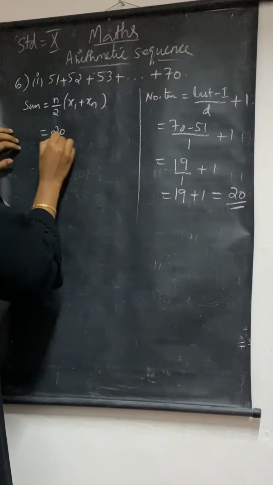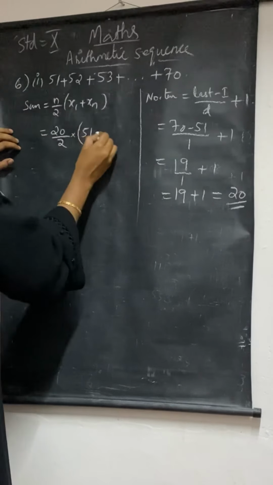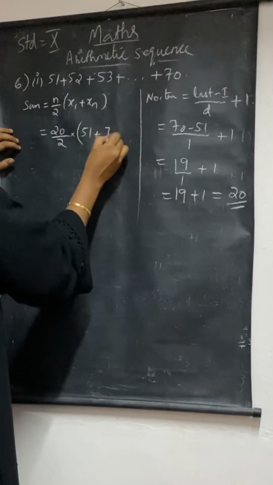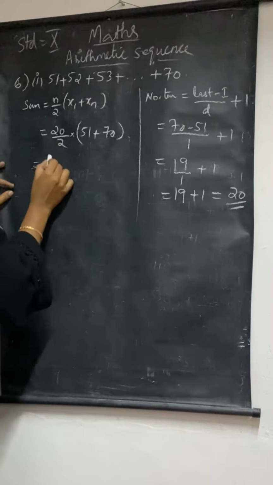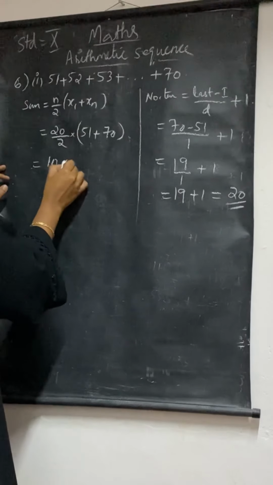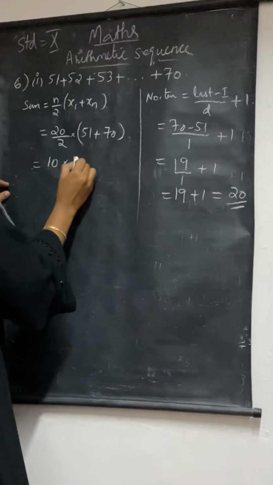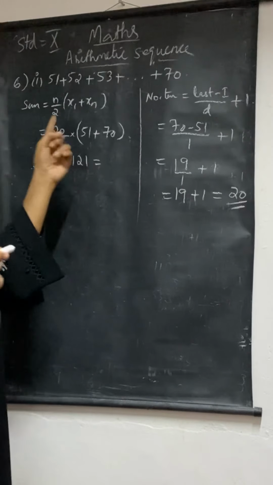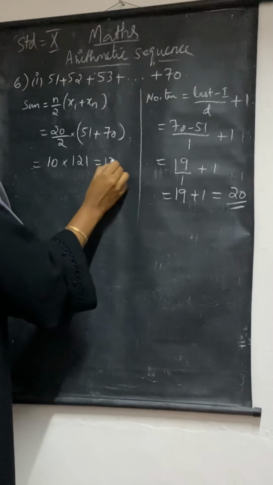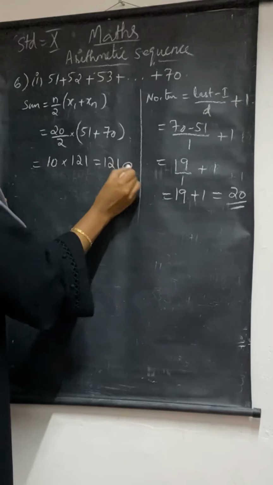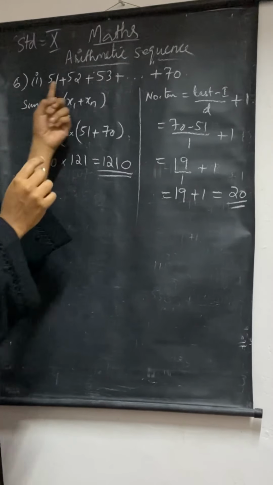So 20 by 2 into x1 which is 51, the first term, plus the last term 70. So like this you will get. Now 20 by 2 is how much? 10. Half of 20 is 10. Into 70 plus 51, that is 121. 7 plus 5, 12. So 121. 10 ones are 10, 10 twos are 20, so 1210. This is the answer. 1210 is the sum of this problem.